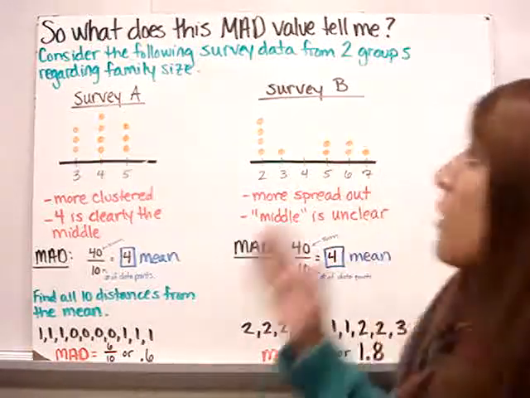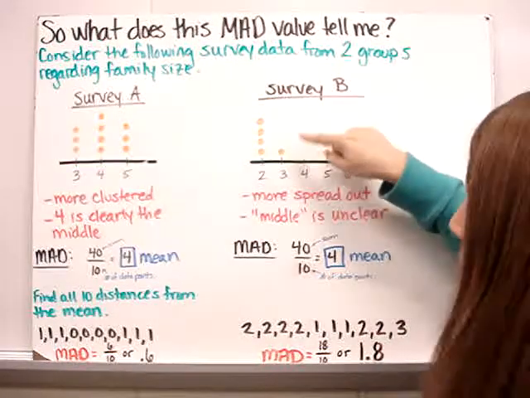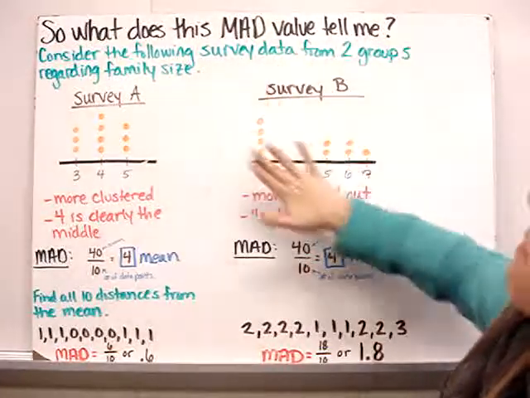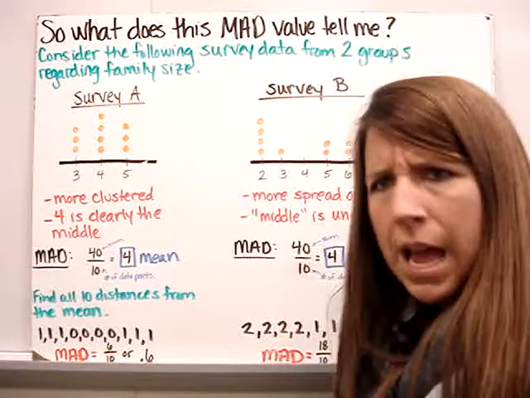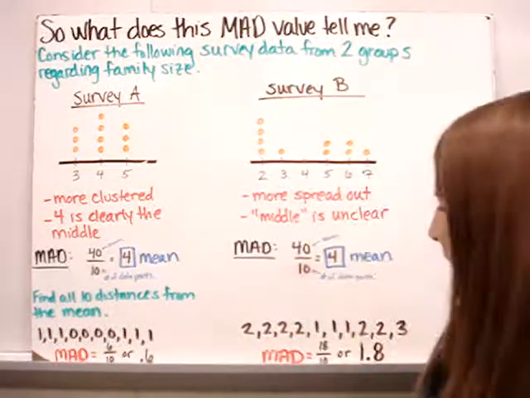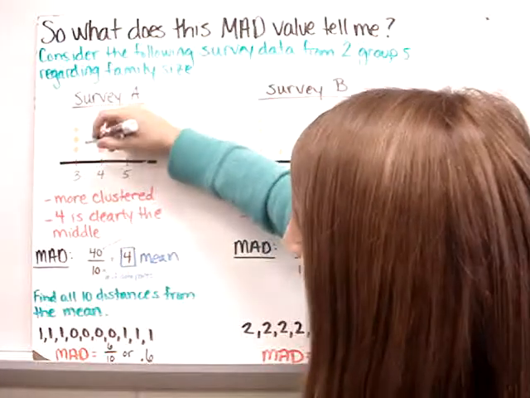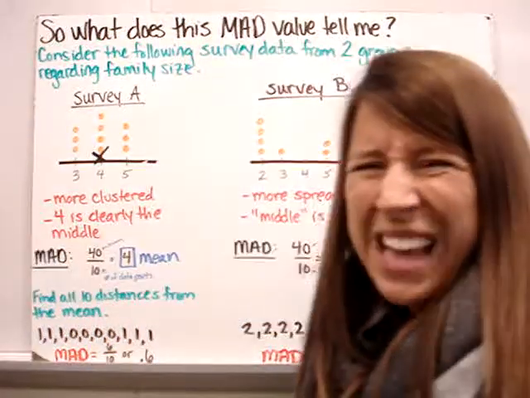Okay? Over here, I would add 2 plus 2 plus 2 plus 2 plus 3 plus 5 plus 5 plus 6 plus 6 plus 7. The sum of all of this data is also 40. And when I divide by the number of data points, 10, I get that the mean is 4. Very interesting. The mean for this survey is located right here, which is obvious, right?